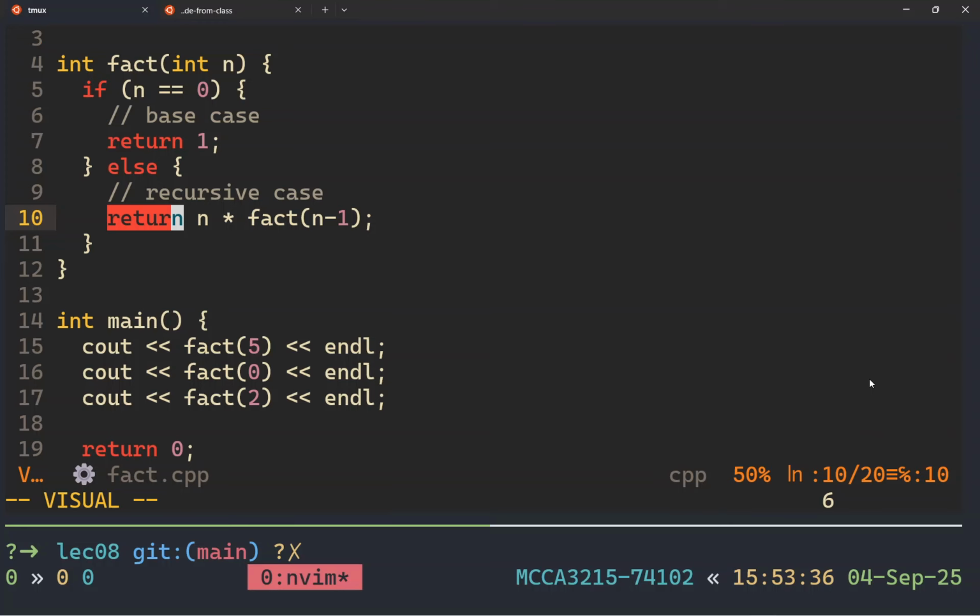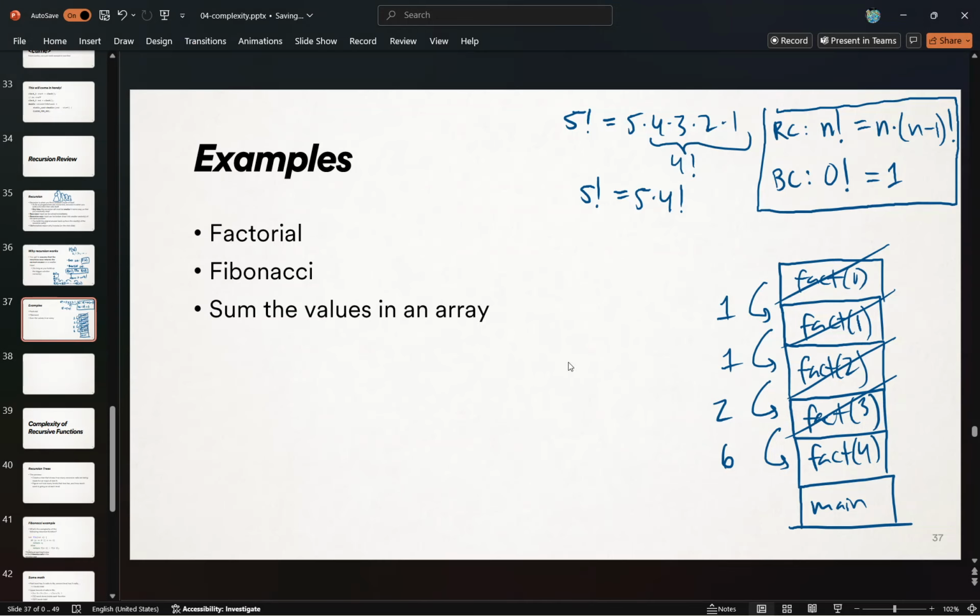Back to factor 4, which was waiting ever so patiently on factor 3 to multiply by its 4 to return an answer. It finally sees 6. It can multiply that by its n, 4, to make 24, and that's what main was asking for. If you called factor 5, that's the same idea.